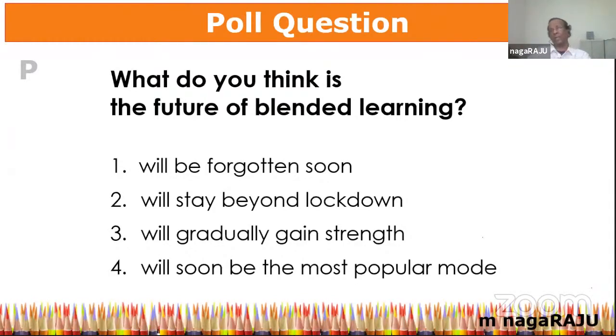Lockdown will perhaps be over in another 2 months, 3 months, 5 months, 1 year. We don't know. So maybe after that, it will go away. Or will it gradually gain strength and become further stronger, and be the only or the most popular mode of education in the days and years to come? I'm launching the poll again for you. You can make one choice, not both.